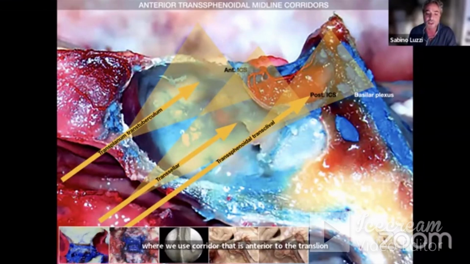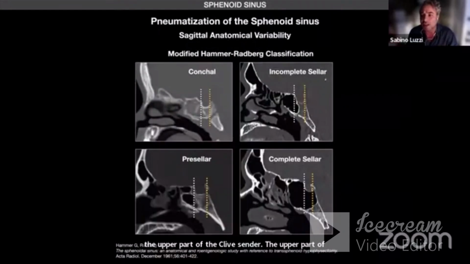But we can also use a transsphenoidal transclival corridor, where these kinds of corridors involve, to be honest, only the superior third of the clivus here, and in most cases involve hemi or total transposition of the pituitary gland to treat some huge lesions that involve the upper part of the clivus and the upper part of the infratentorial space.